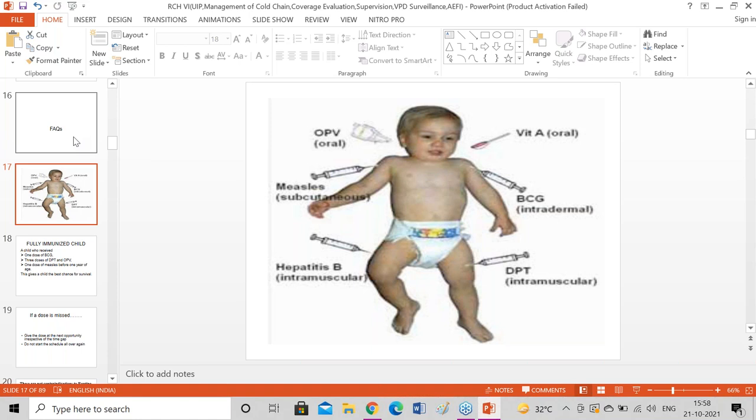You all know this, so it's not worth discussing here. Vitamin A, as we all know, is given orally. BCG is intradermal, DPT is intramuscular. You should know the national immunization schedule, and you should know about each vaccine: the dose, route, site of administration, and obviously the time of administration, and if it has any diluent, whether it follows the open vial policy or not. That much you should know about each vaccine.